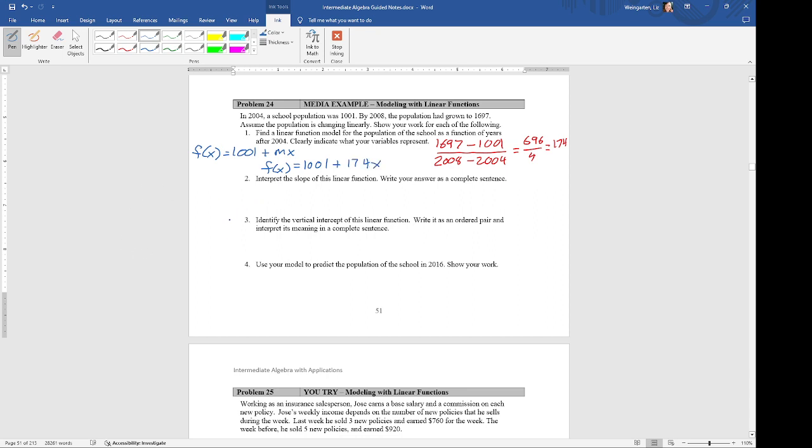So what is that slope? What does it mean? The slope is positive, so it means that we're increasing the number of students. So this slope is telling us that the population is increasing by 174 students per year.